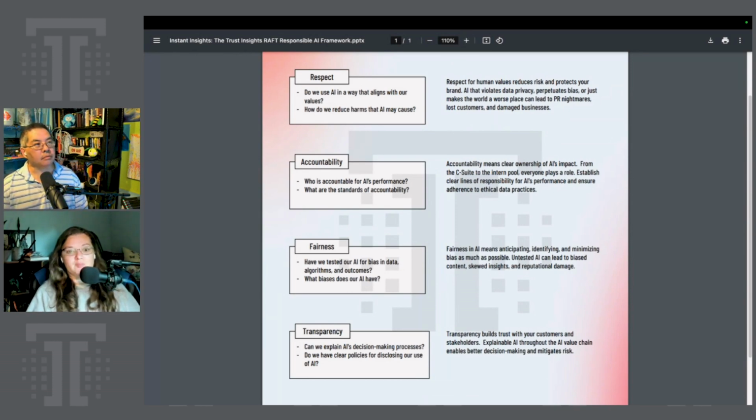So you're looking at this: respect, accountability, fairness, transparency. Those are all human things. Those are all things that people within your organization need to buy into and adhere to in order for responsible AI to happen. And the first one is really tricky when you think about it, in terms of aligning with your values, because it means that first people have to know what the values are. Mm-hmm. Yeah.